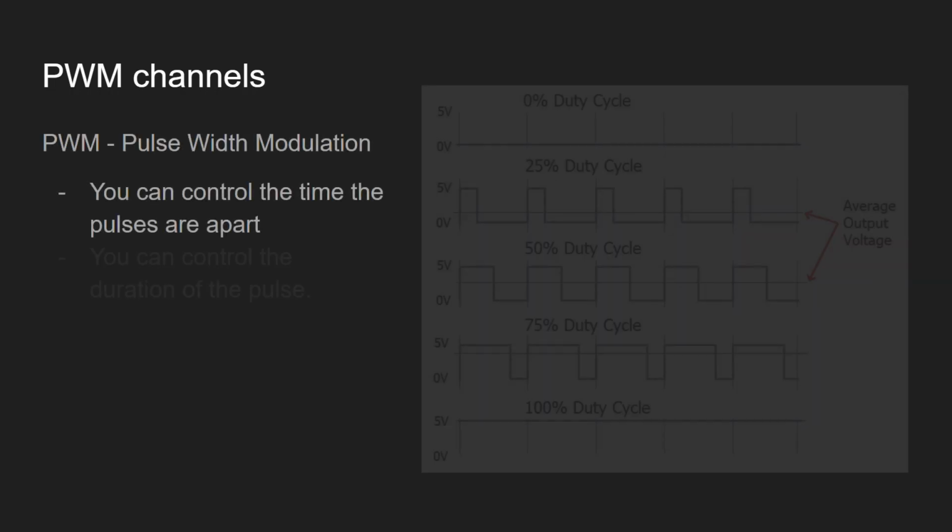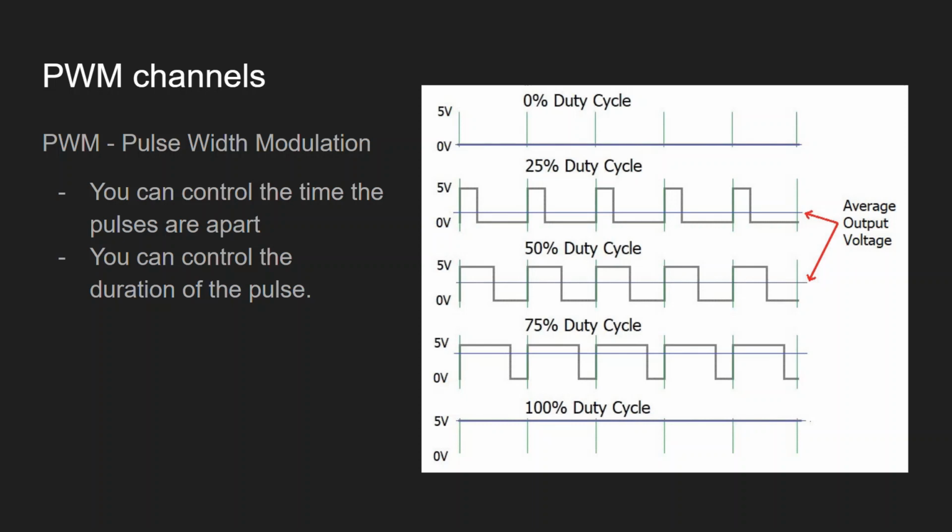PWM channels are for digital signals, where the modes of operation are either on or off, that is, 0 volts or 5 volts. The PWM controller can control the time the pulses are apart and the duration of the pulse. PWM channels can lower the average power output by having delays in on and off cycles. This is called a duty cycle.